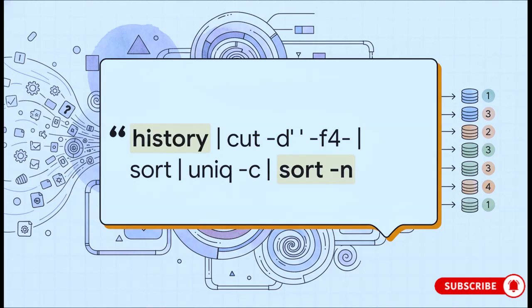And if you want to see just how elegant this can get, take a look at this beautiful line of code. We're not going to break down every single piece, but you can see it starts with our history command. Then it gets piped through a series of tools that cut up the text, sort it, find the unique entries, and then sort it again. And the result? A perfectly organized list of your most frequently used commands. That is the poetry of the command line.